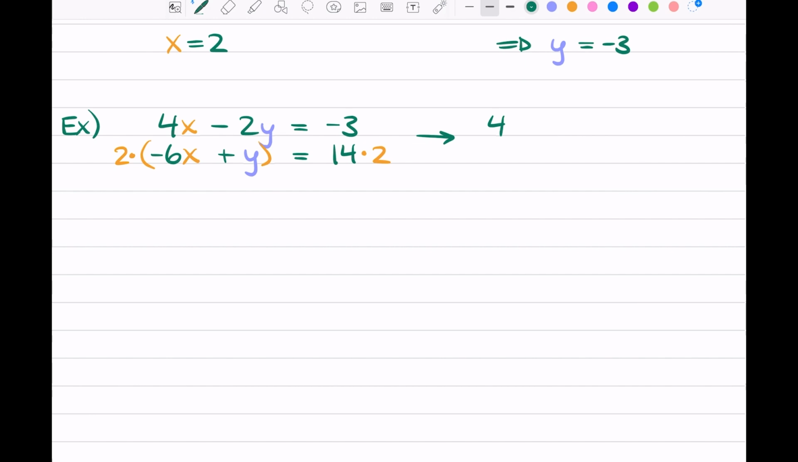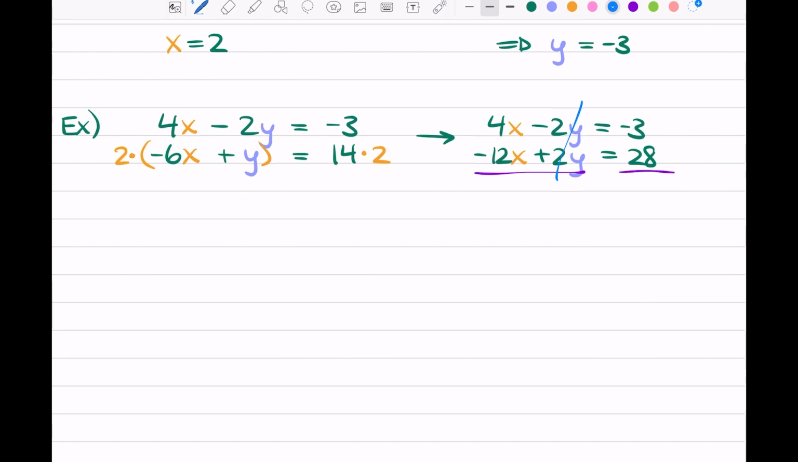That leads to 4x minus 2y equals negative 3. Nothing changes on top. And on the bottom, we have negative 12x plus 2y equals 28. If we add up the pieces on the left side and the pieces on the right side, we can cancel our y's. So from here, the problem's really straightforward. Solve for x and substitute it back into one of our equations to get y.